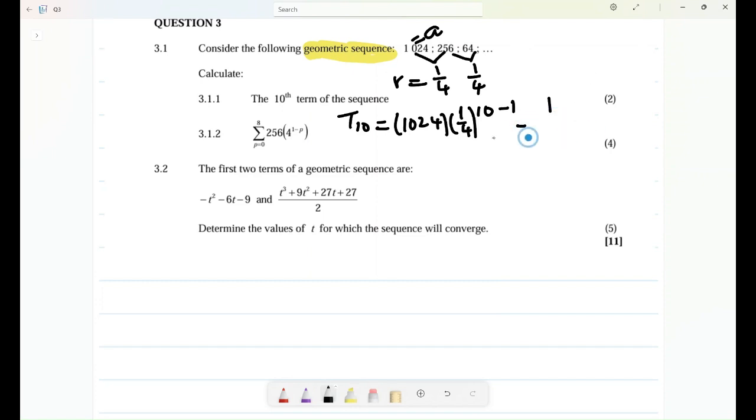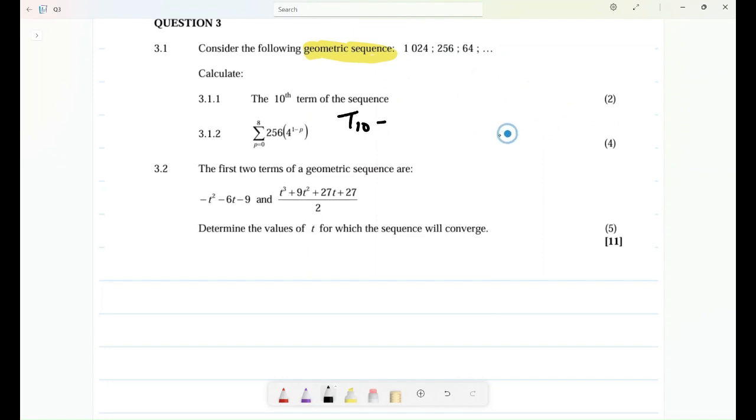Then let's move on. We now know the value of A as well as the value of R, right? Let's just note this down. A is 1024, maybe we might need them later. And R is equal to 1 divided by 4. Now, calculate this. Remember what's this? This is the sum, sigma. Sigma is the same as the sum of whatever term numbers that they are talking about here.